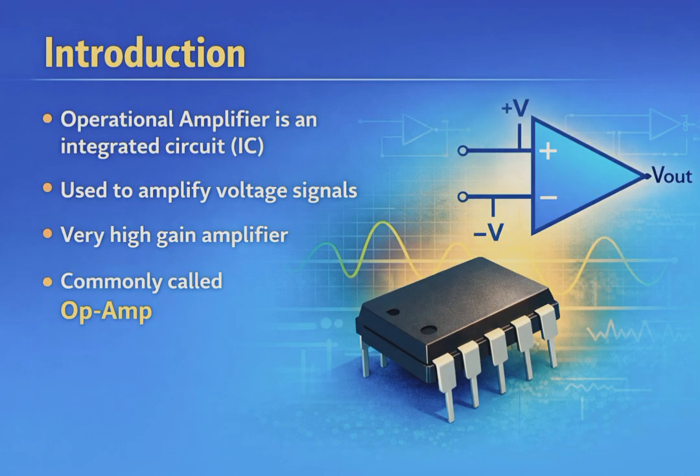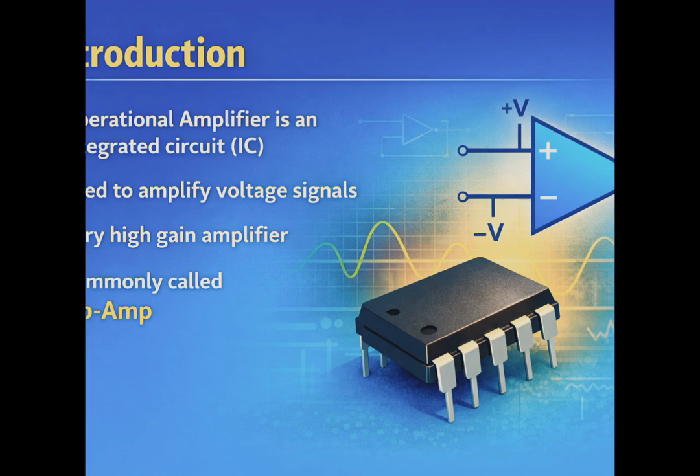Introduction. First, let us understand what an operational amplifier is. An operational amplifier is an integrated circuit, IC. Its main function is to amplify voltage signals. It is a very high gain amplifier, which means it can increase even a very small signal. Because of this, it is commonly called an OPAMP. Today, OPAMPs are used in many electronic devices such as audio systems, sensors, medical equipment, and communication circuits.